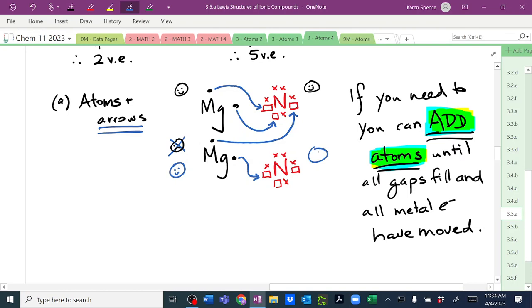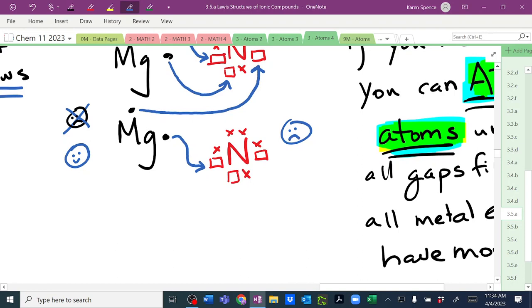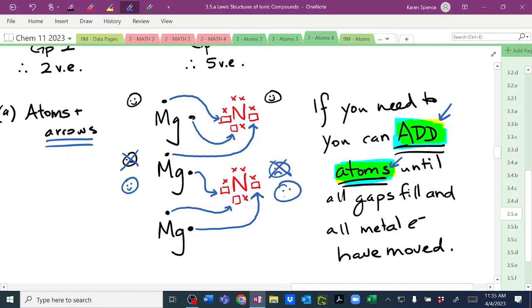What about nitrogen? Not happy. Oh, so sad. Because it's still got 2 little gaps in it that are not filled. So we need to do what? Add an atom. So we're going to add something to fill those gaps. So we will add another magnesium, Mg. And we will draw the arrows. Here goes this one right there. And then this one goes there. And now this nitrogen is happy. And magnesium is happy. Oh, everybody's happy.